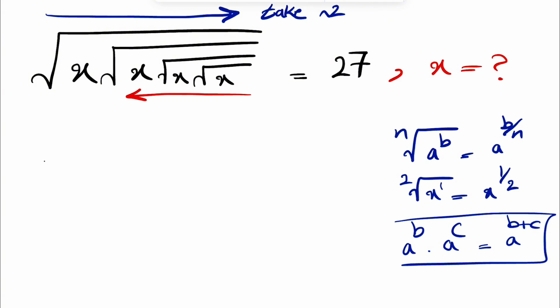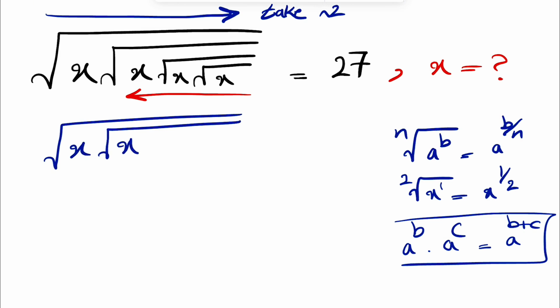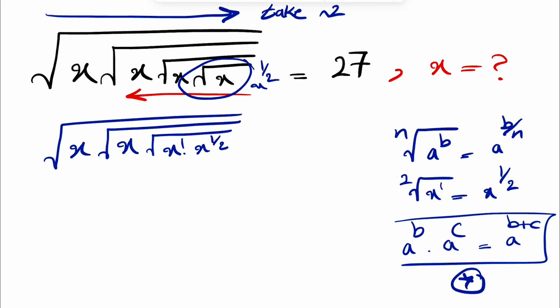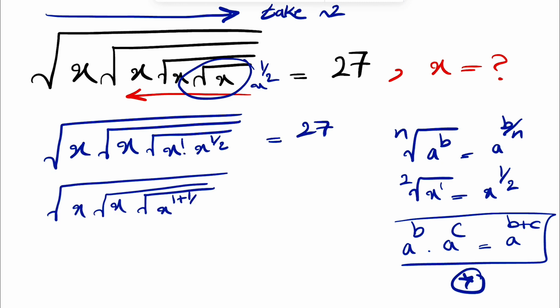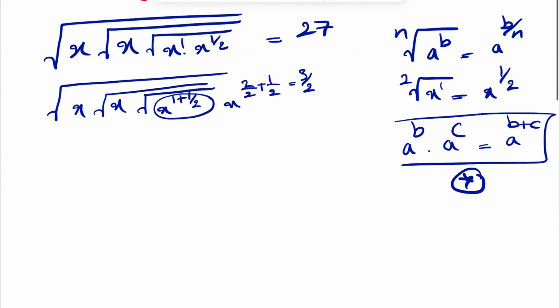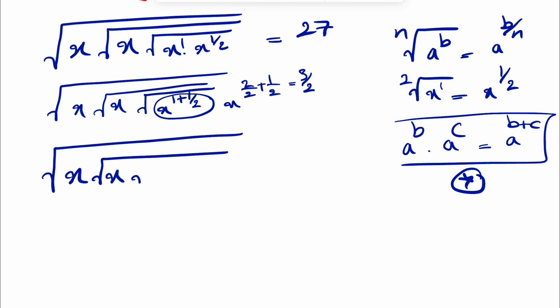All right, so inside of the second square root we're going to have x times, instead of this one, x to the power of 1/2. Now we use what we discussed, a to the power of b times a to the c. So this will be equal to x to the power of 1 plus 1/2, and that's x to the power of 2 over 2 plus 1 over 2, which is 3/2. Now we have the same thing: the square root of x times the square root of x times the square root of x to the power of 3 over 2.